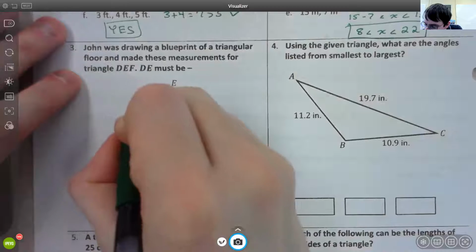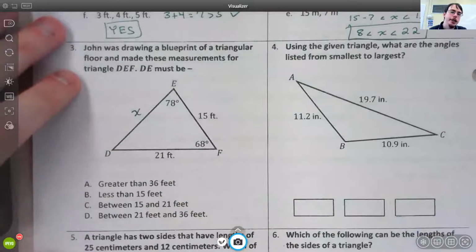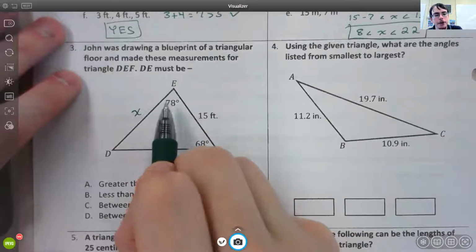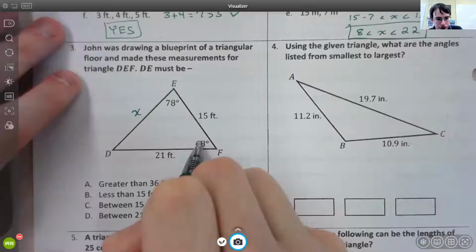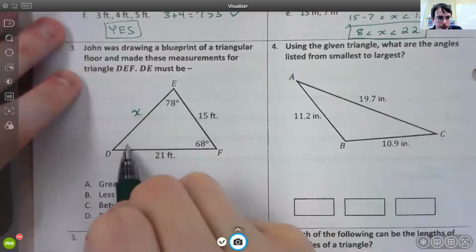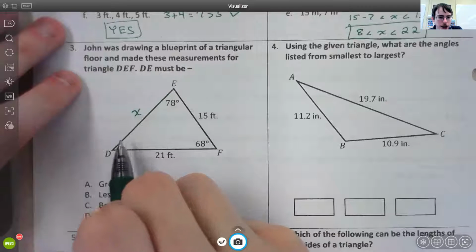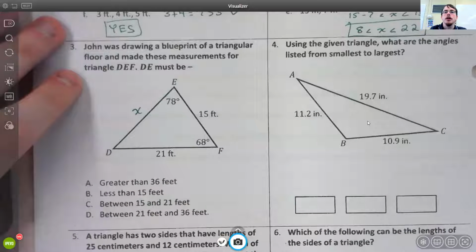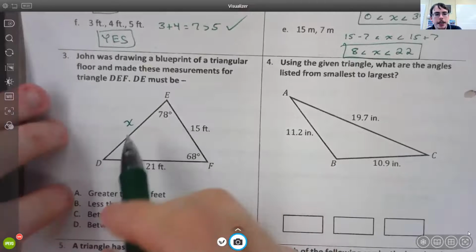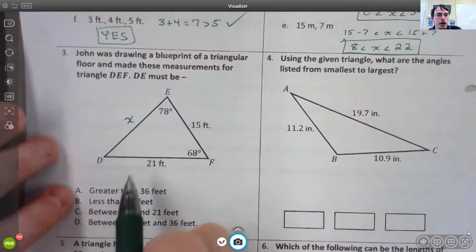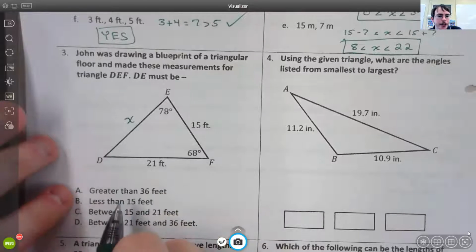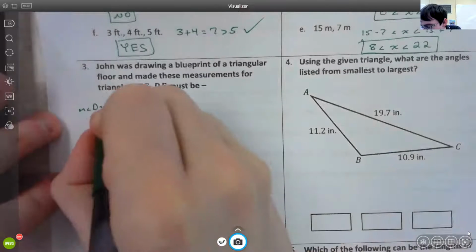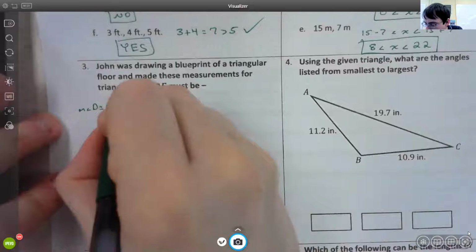So I'm going to go ahead and put an X on DE because I don't know what it is, but I can put a placeholder value there. Now I want you to look here. We have 2 angles, angles E and F, but we don't have angle D. We need to find angle D to see where X falls in here. So let's find angle D. Remember that the sum of the angles in a triangle is 180. So that means that the measure of angle D is going to be equal to 180 minus these other 2 angles.